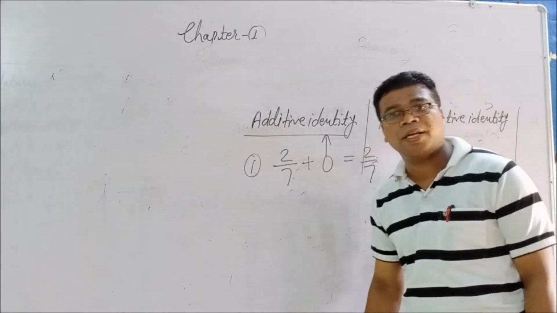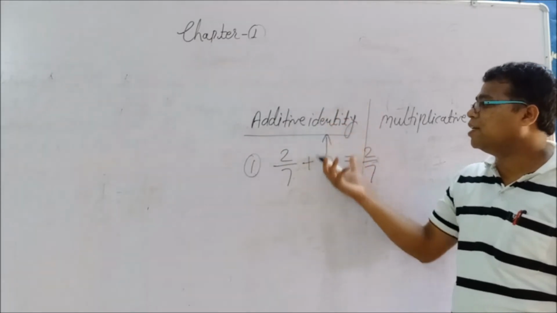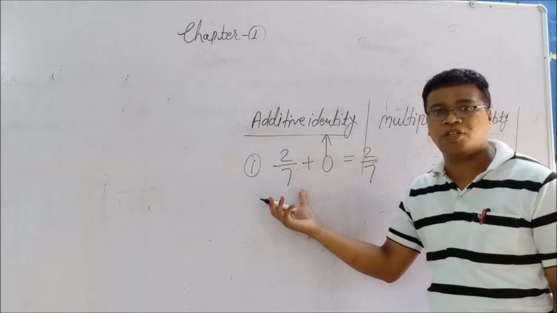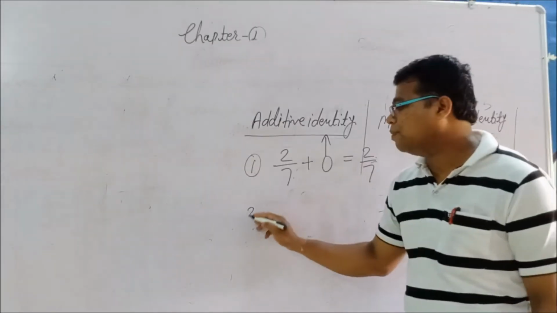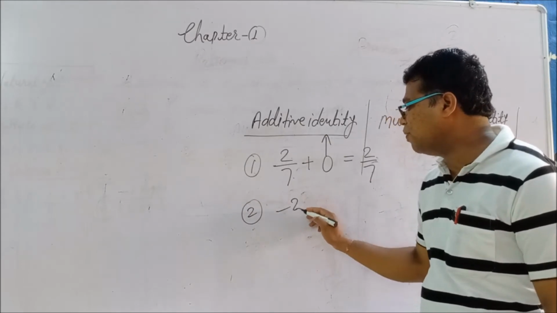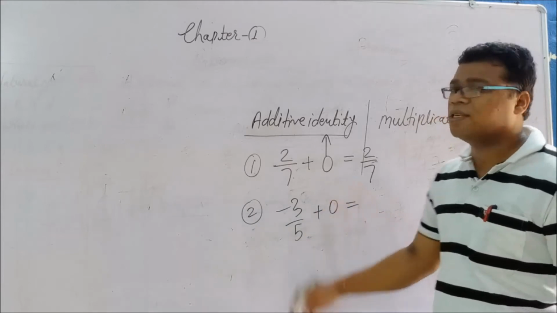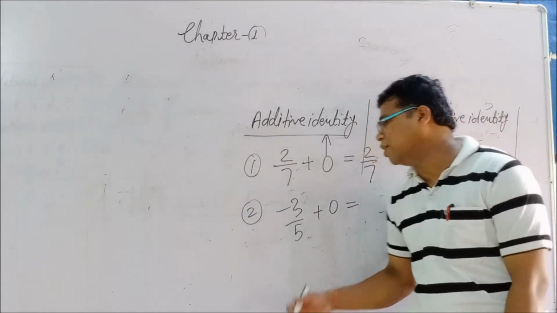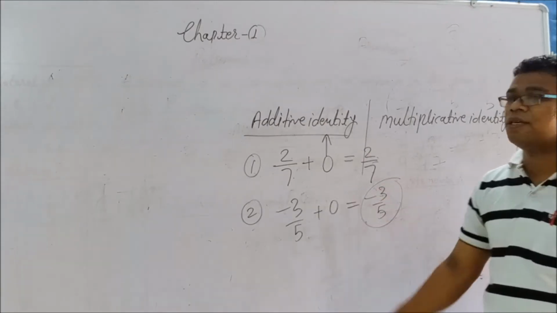This 0 is known as the additive identity. Means for the rational number, what is the additive identity? 0, because whenever we add 0 to any rational number, we get the same rational number. See another example. For example, if it is -3 upon 5, again we have to add 0. Means 0 is the single number which we add to any rational number, and the result will be the same. So additive identity is nothing but 0.